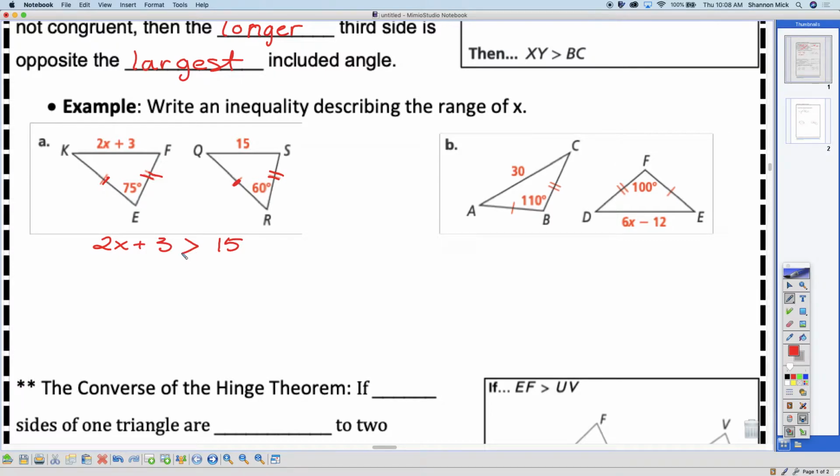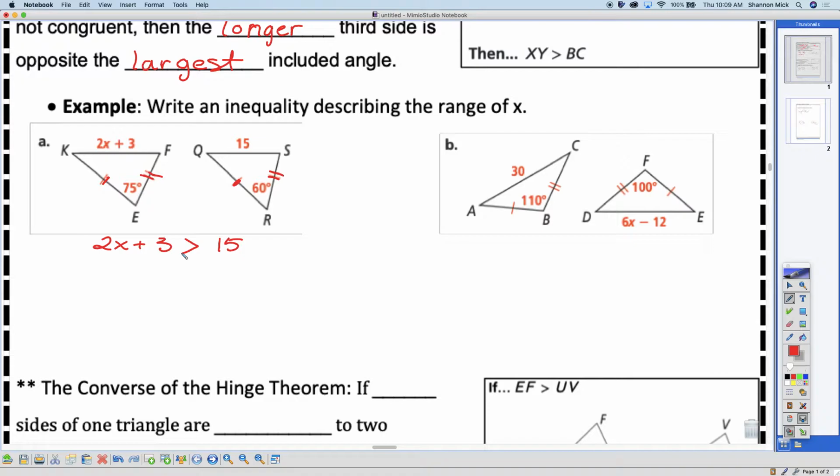So we don't actually have to solve that? Yeah, we do. How do you solve that? Okay, then you start by subtracting 3. Why do we know that 2x plus 3 is bigger than 15? Because 75 is bigger than 60.